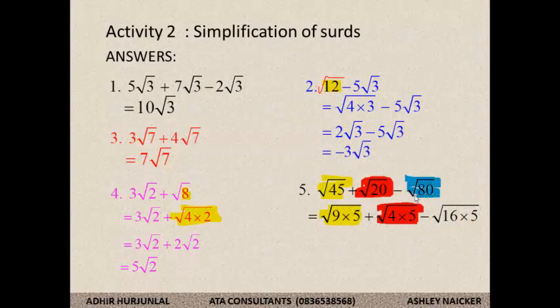The square root of 80 is the same as the square root of 16 times 5. And if I go further, that's 3 root 5, 2 root 5, 4 root 5. And the answer here becomes 3 plus 2 is 5, minus 4 becomes 1 root 5, which I simply can leave as the square root of 5.